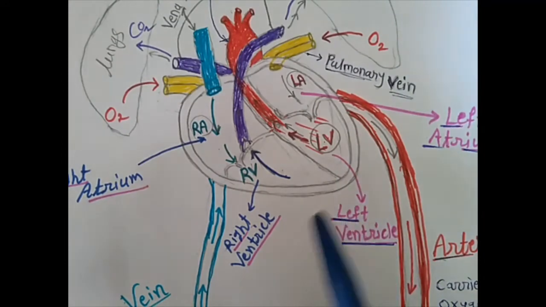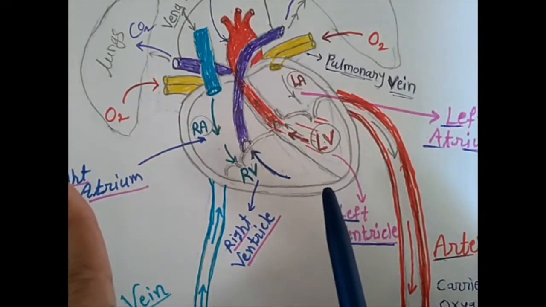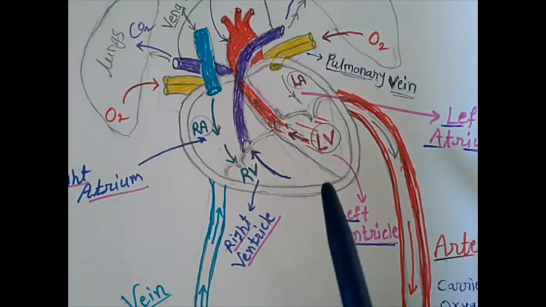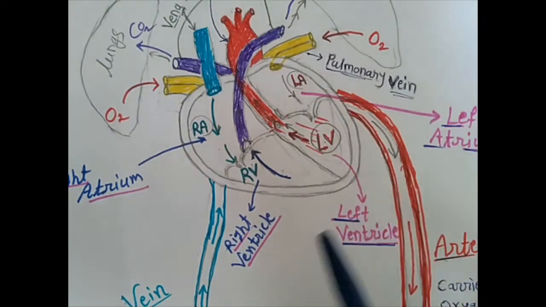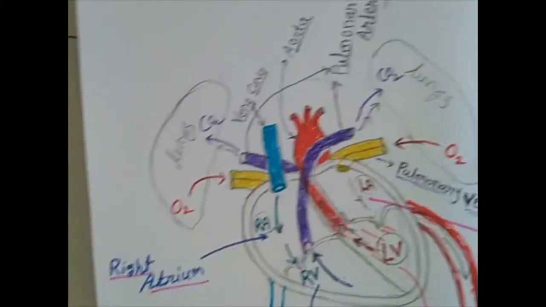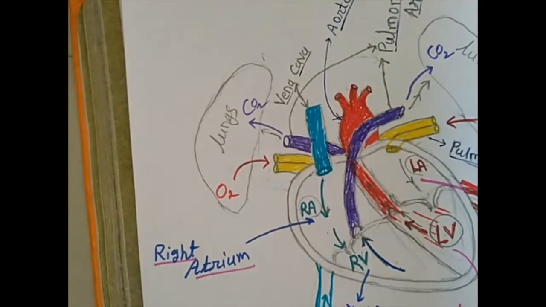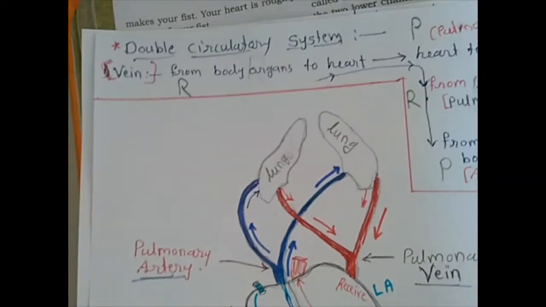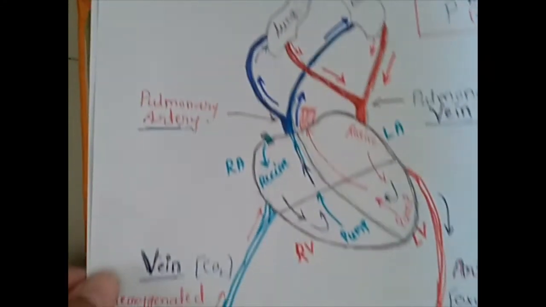And for what are those valves present? So that oxygenated and deoxygenated blood should not mix into each other. That is a very important point. That's why these valves are present inside the blood vessels. So I hope you understand. I will give you the PDF of this diagram so that you can understand from that, and you can draw that diagram in your notebook as well.